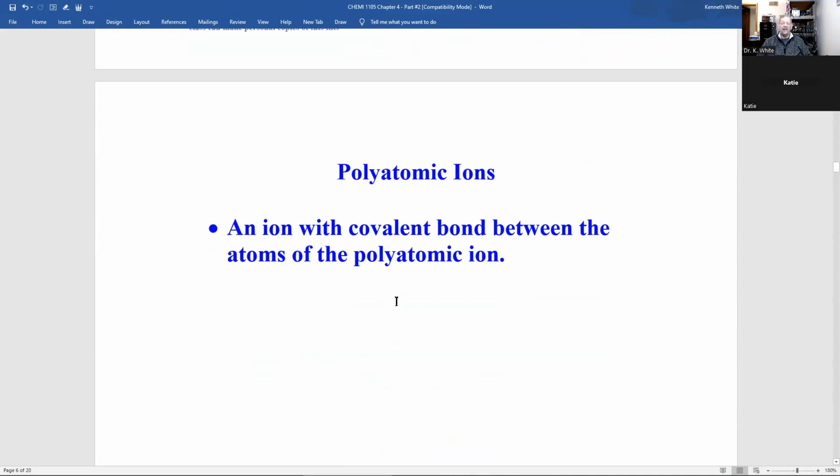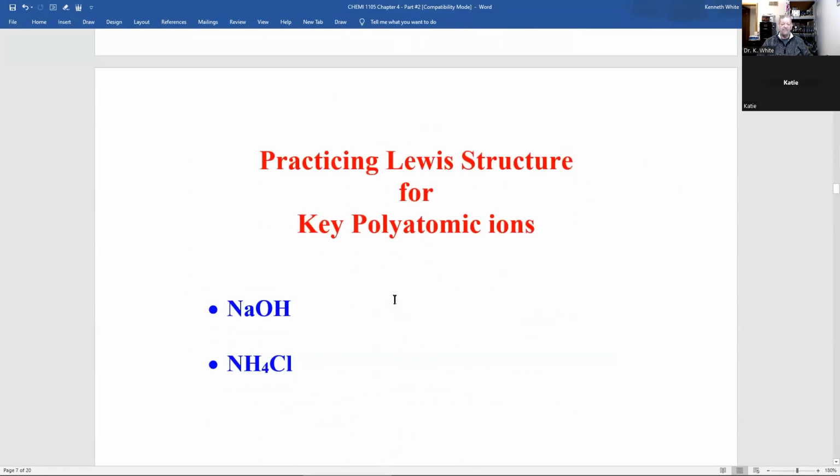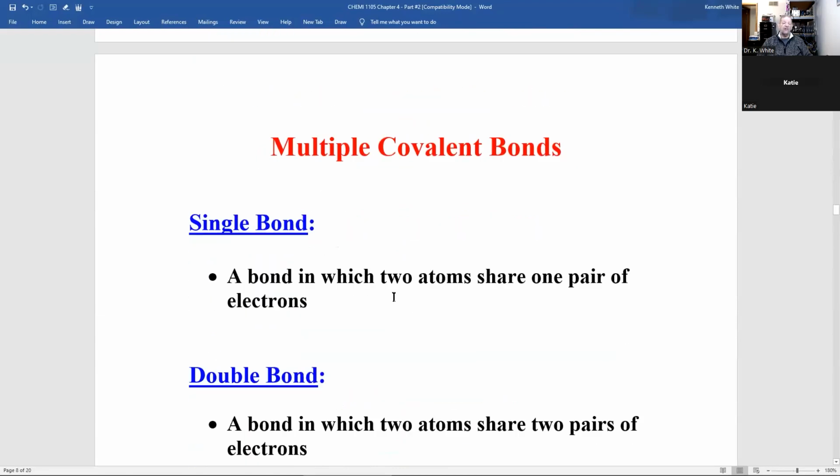Now, you can have polyatomic ions, and I'm going to have to come back to this in a little while. We're going to skip this because I need to really talk about this first.